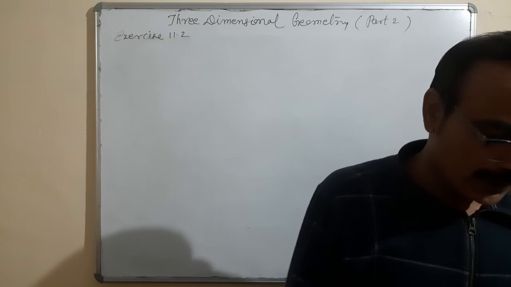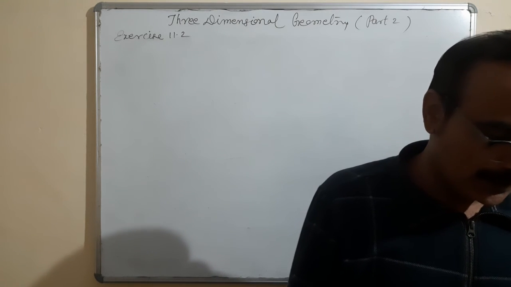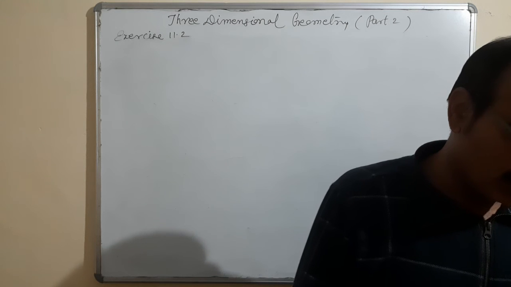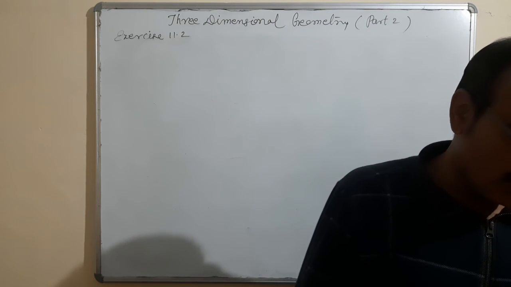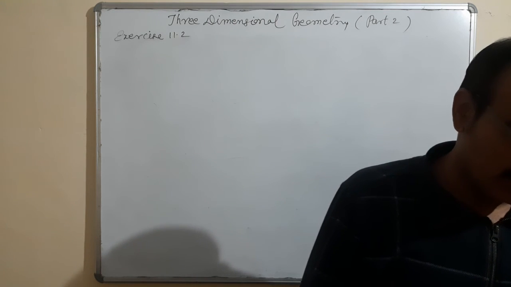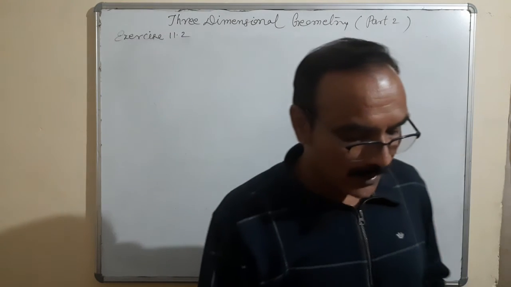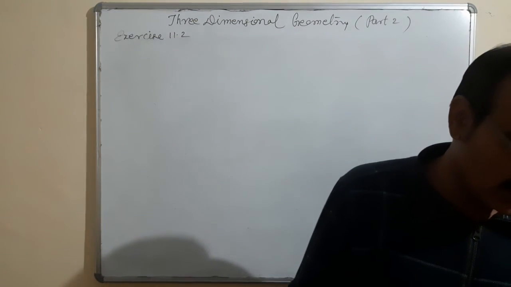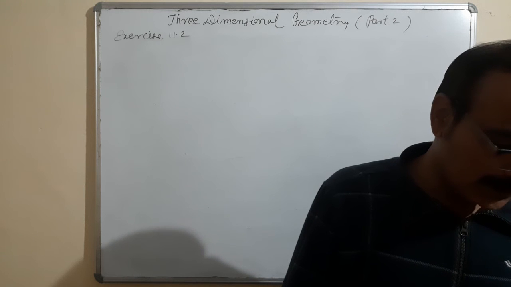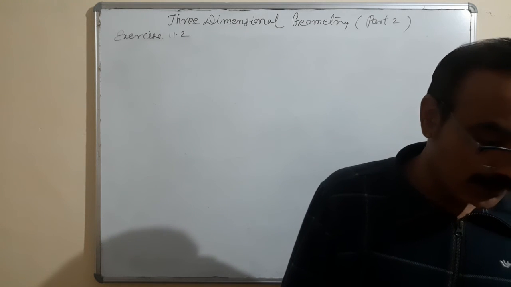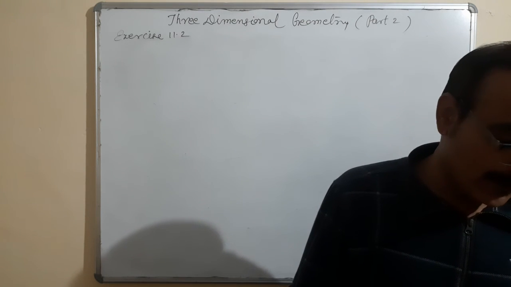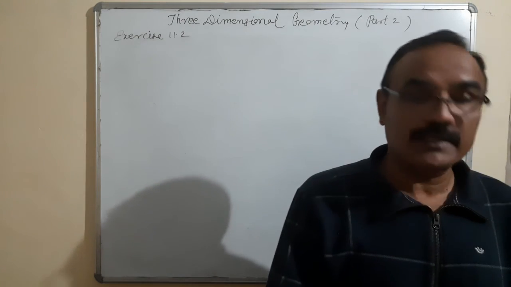Thirteenth question: show that the lines are perpendicular to each other. The same condition will be used here. Now the question coming is number 14th: find the shortest distance between lines. There are 14, 15, 16, and of course the 17th, so there are 4 questions for finding the shortest distance between the lines.